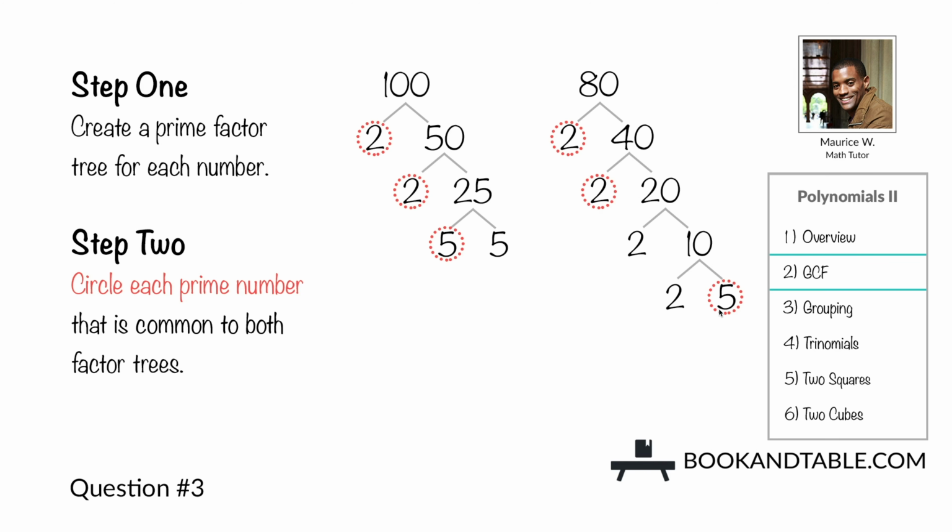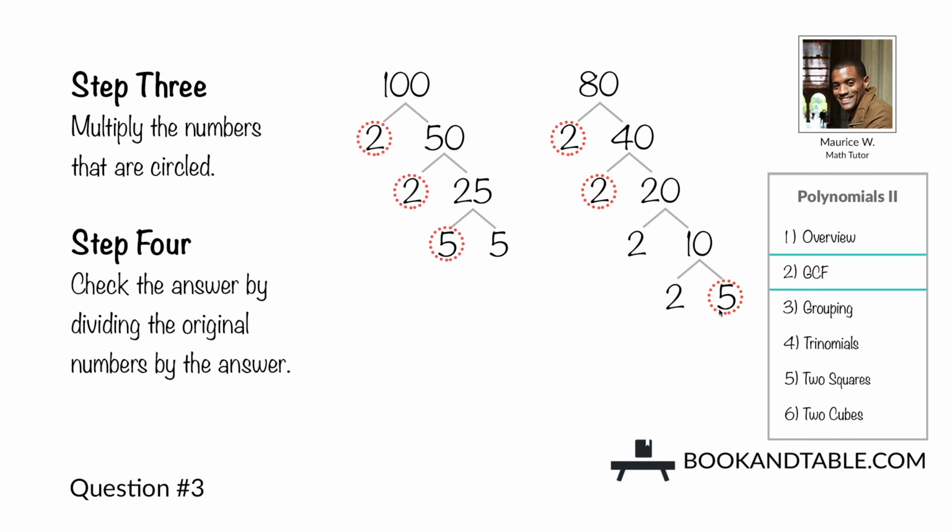So now we can find the greatest common factor by circling each prime number that is common to both factor trees, and then by multiplying those numbers that are circled, giving us the greatest common factor is equal to 2 times 2 times 5, which would be 2 times 2, which is 4. 4 times 5 would be equal to 20. So the greatest common factor between 100 and 80 is equal to 20.